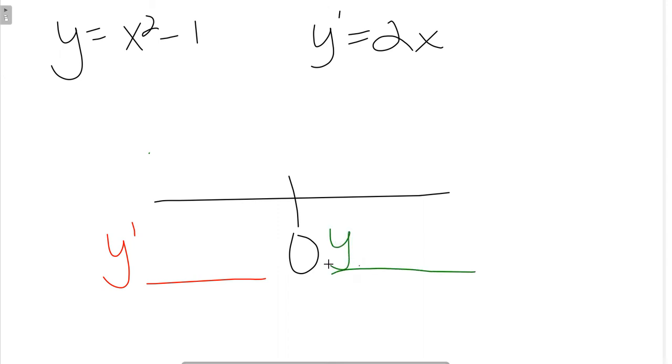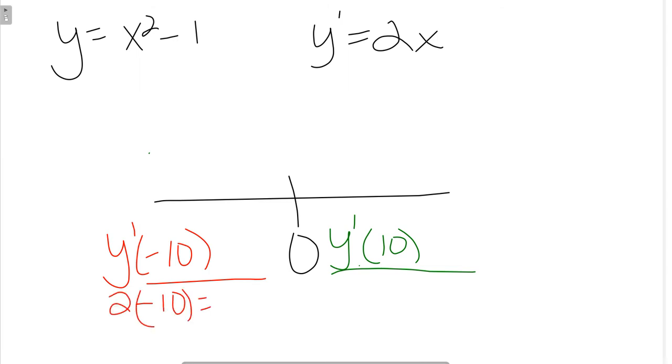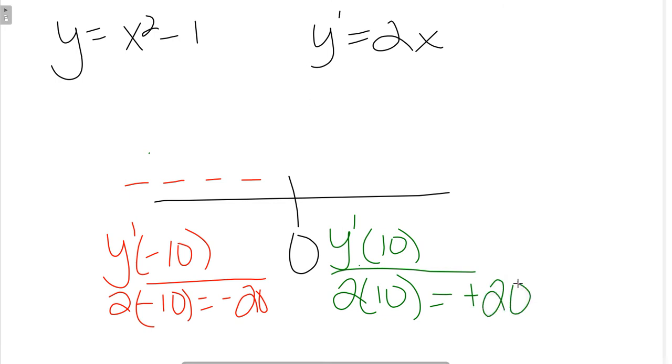Okay, so here we're going to say y prime of 10. You can use any number to the right of your critical number. It doesn't matter. Okay, and here we're going to say y prime of negative 10. All right, so when we put negative 10, we get negative 10 times 2, we get negative 20. We actually don't care about the 20. We care that the derivative is negative to the left of our critical number. Okay? And on the flip side, when we put in 10, we get 2 times 10. We get positive 20. Again, we don't care so much about the number. We care about the sign.